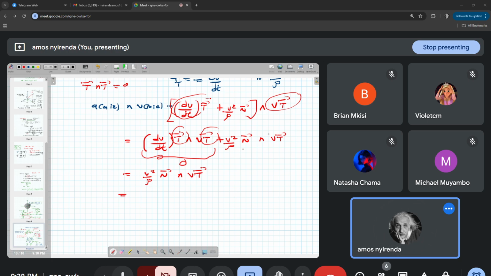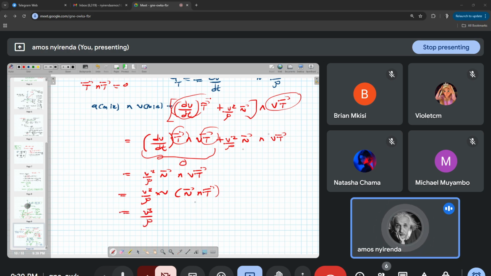So here, this is a scalar. You can write it as v squared divided by rho, multiplied by v, and leave the vectors n and t in the vector product. If you multiply here, you have v to the power 3 divided by rho.